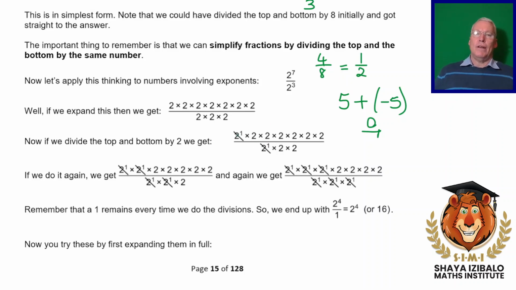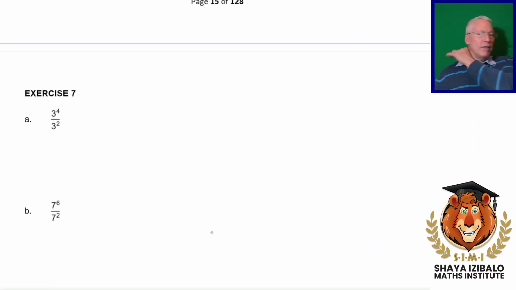Okay, so we've got 7 2's on the top, 3 2's on the bottom. We can divide the top by 2 and the bottom by 2. We can do it again. Divide the top by 2 and the bottom by 2. And we can do it one more time. Notice every time we do these divisions, we get a 1. So on the bottom, we're just left with 1. And on the top, let's see how many 2's we've got left: 1, 2, 3, 4. We've got 4 2's left, which is 2 to the power of 4. We're going to ask you to pause the video just now to try these ones, but we're going to do 2 more with you first.